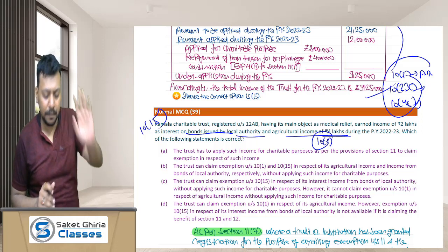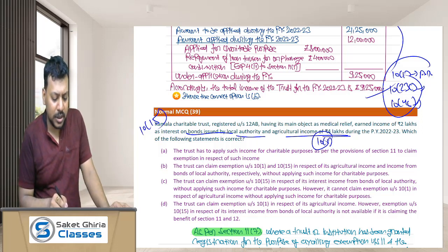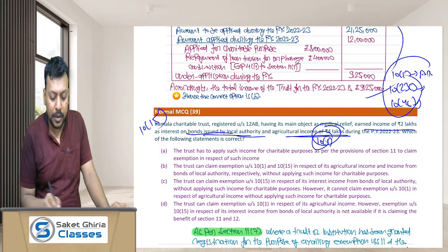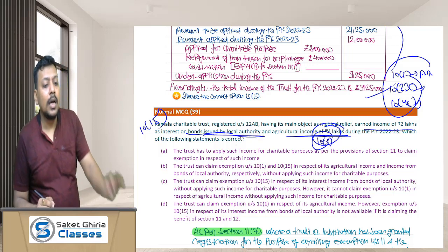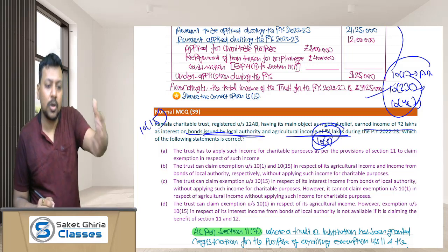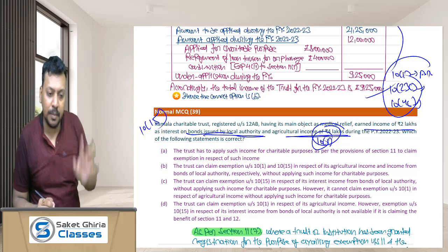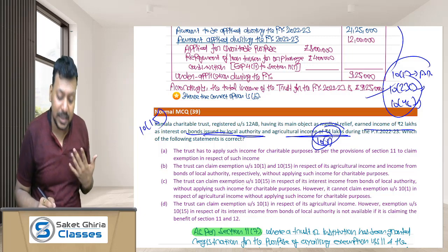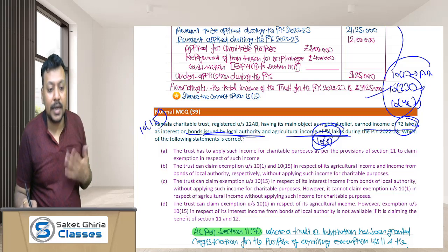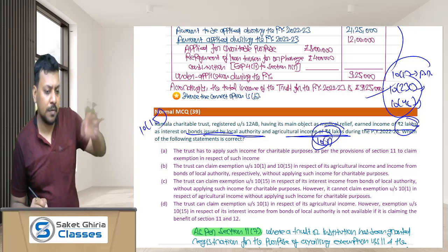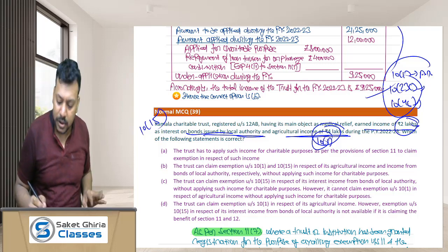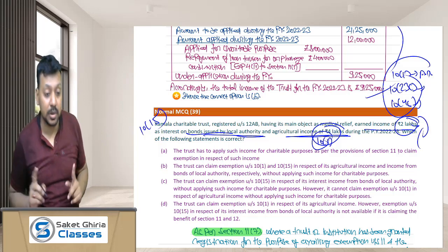Under section 11(12). So in this case, the charitable trust has income from agriculture, that is exempt, but the interest on local bond, meaning local authority under section 10(15), is not exempt. So if the charitable trust wants the income to be exempt, out of this 2 lakh, it has to apply 85%, because 15% is allowed as unconditional accumulation. You have to apply 85% to get the exemption. I hope everybody is clear.